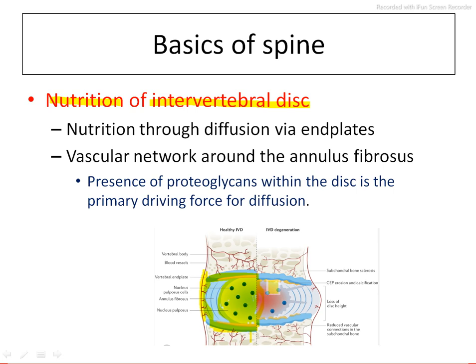But during aging, what happens is that there can be sclerosis of the end plate, or because of smoking or atherosclerosis, the vascularity of the vertebral end plate is decreased. Because of that, diffusion of the blood vessels or the important nutrients can't take place, and the hydration of the nucleus pulposus slowly decreases. This phenomenon is seen in degeneration.